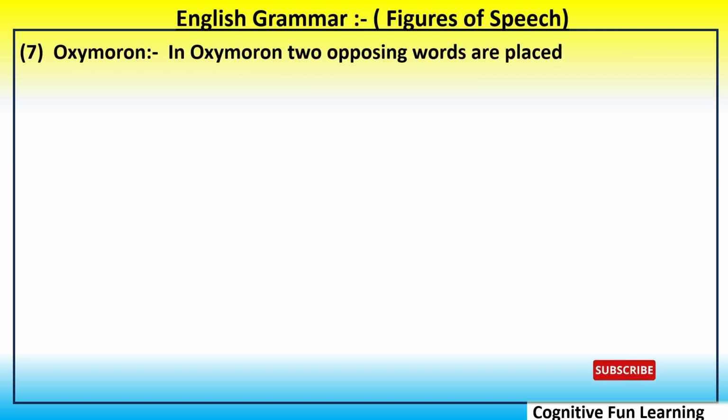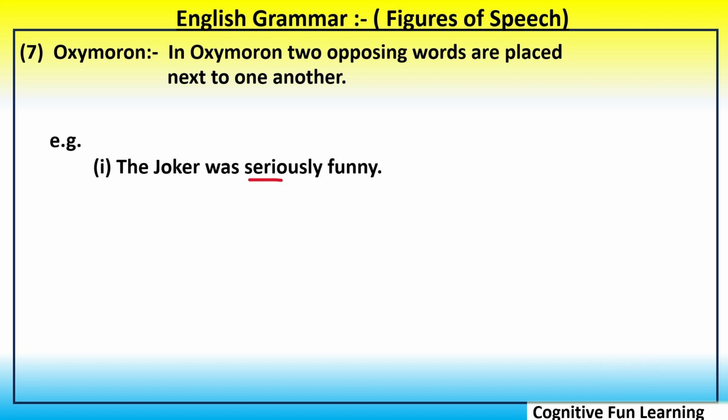Next one is oxymoron. In oxymoron, two opposite words are placed next to one another. For example, the Joker was seriously funny. So, seriously and funny, they are opposite words and they are placed next to one another. So, this is an example of oxymoron.